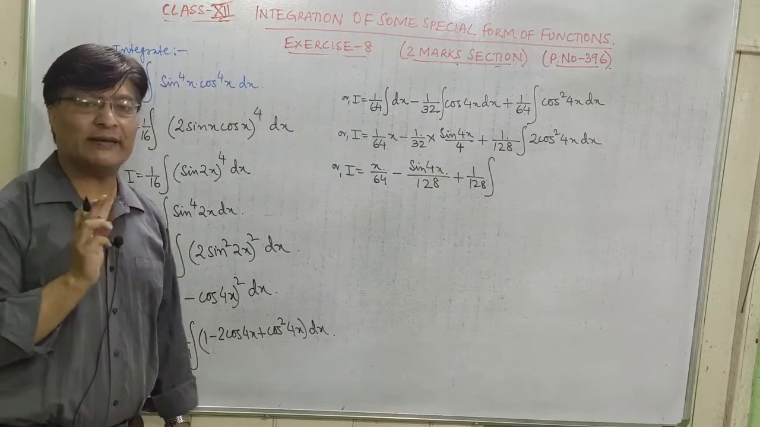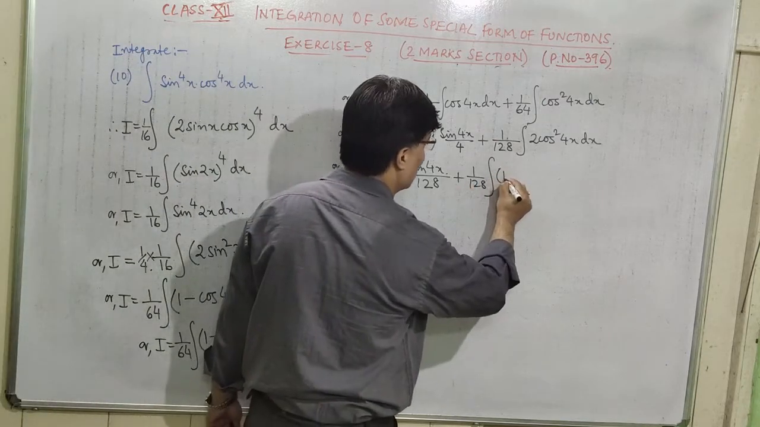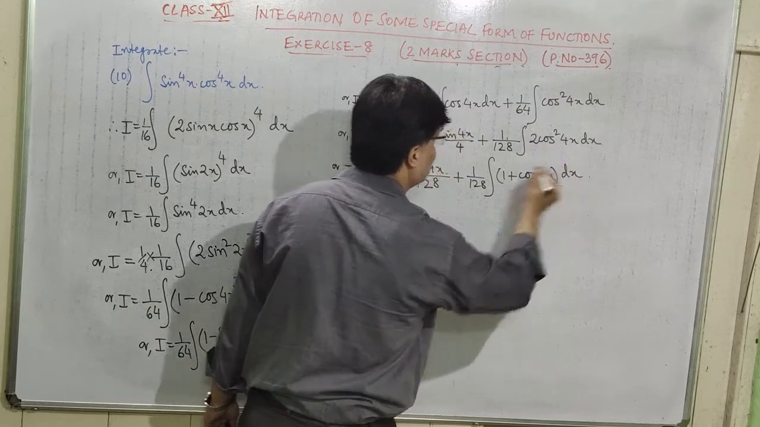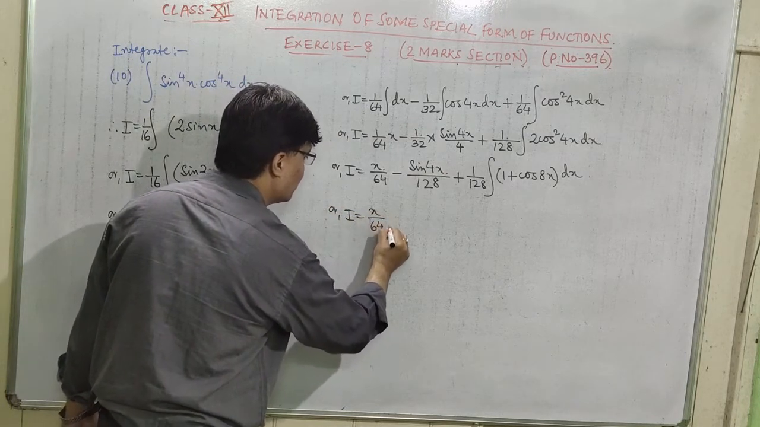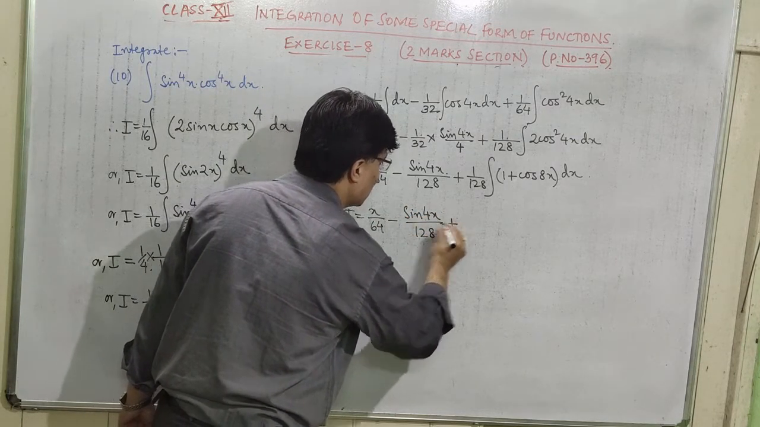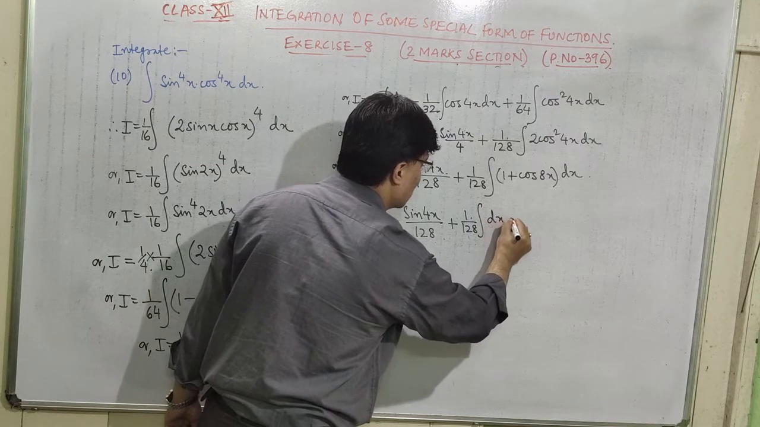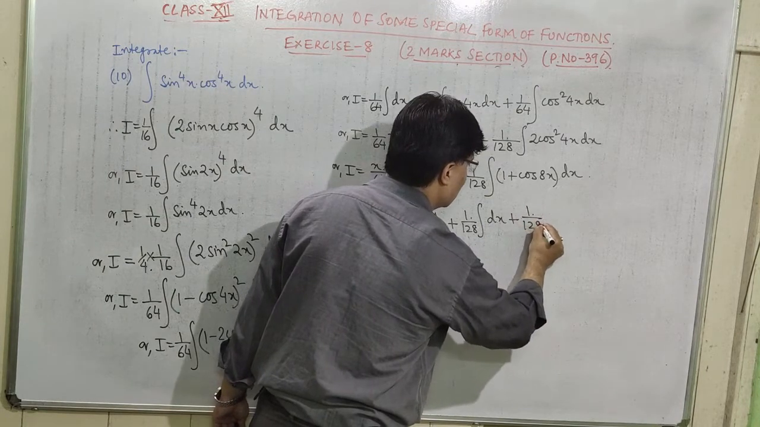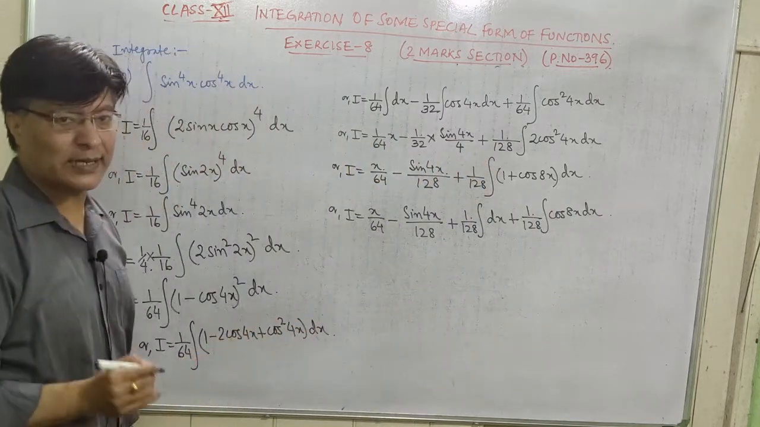You know that 2 cos square x is equal to 1 plus cos 2x. Double of x is 2x. But here it is 1 plus cos, what is double of 4x? It is 8x, bracket close, then you should write dx, okay? Or I is equal to x by 64 minus sine 4x by 128 plus, let us separate the term, 1 by 128 integral 1 into dx plus 1 by 128 integral cos 8x dx. Is that clear?